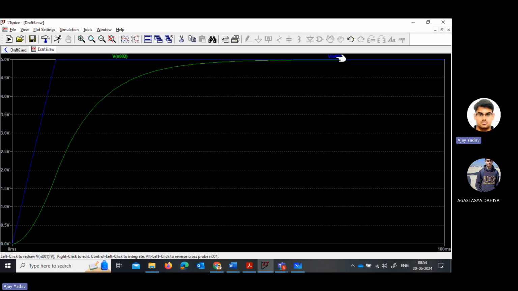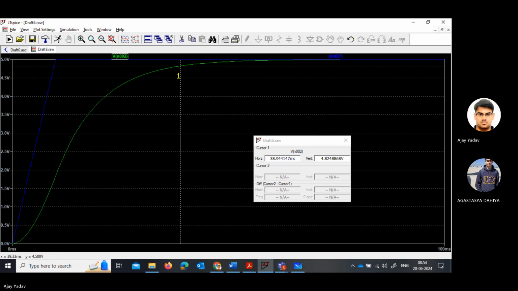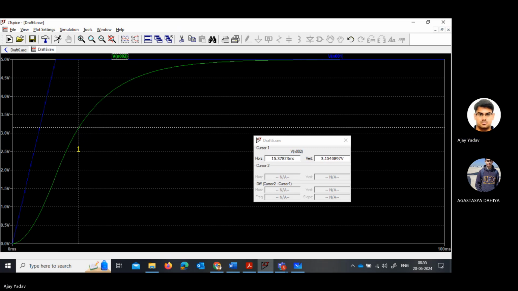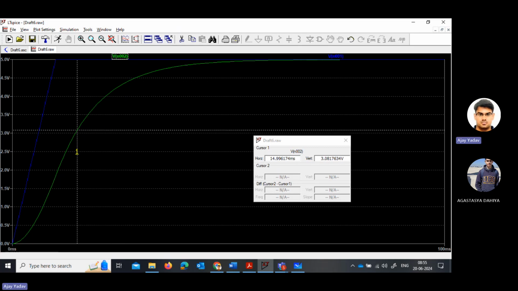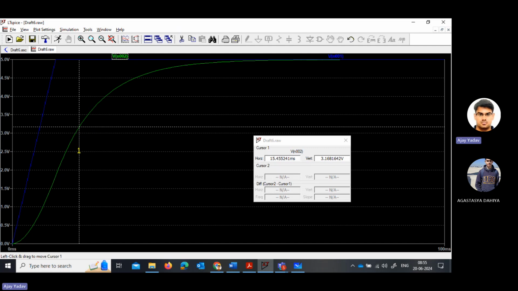Okay. So what we will do here, we will do the analysis corresponding to this only. And how to move this? I forgot actually. Okay, it is moving. That's good. Around 3.16 we have to check. 3.16. So here it is coming out to be 15.4 millisecond.